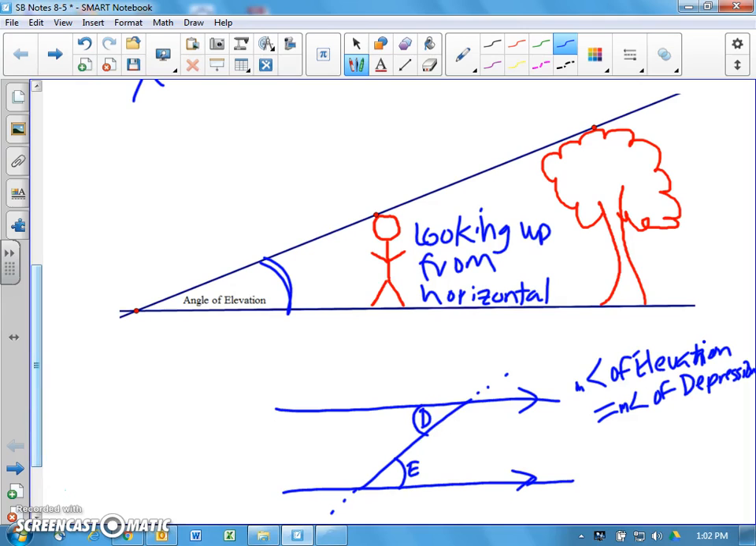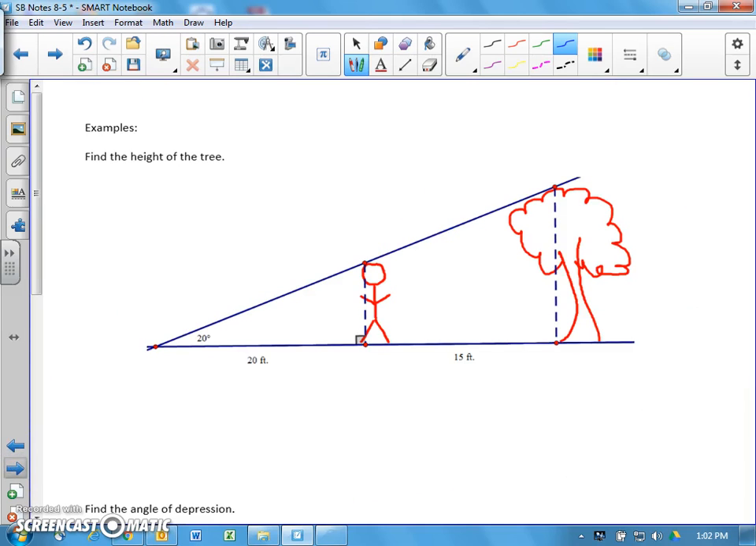That can be really helpful because sometimes you have the information in the lower part of your figure and they want the angle of depression. All you need to do is move that into your triangle. So let's look at an example.